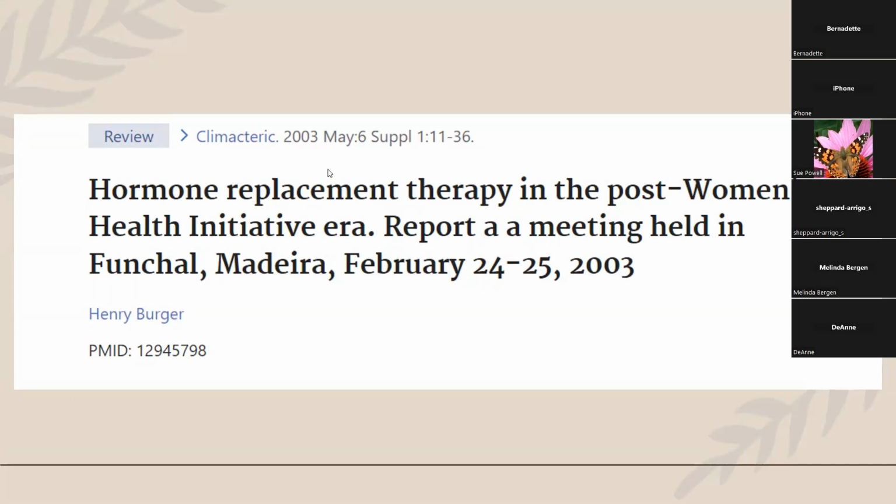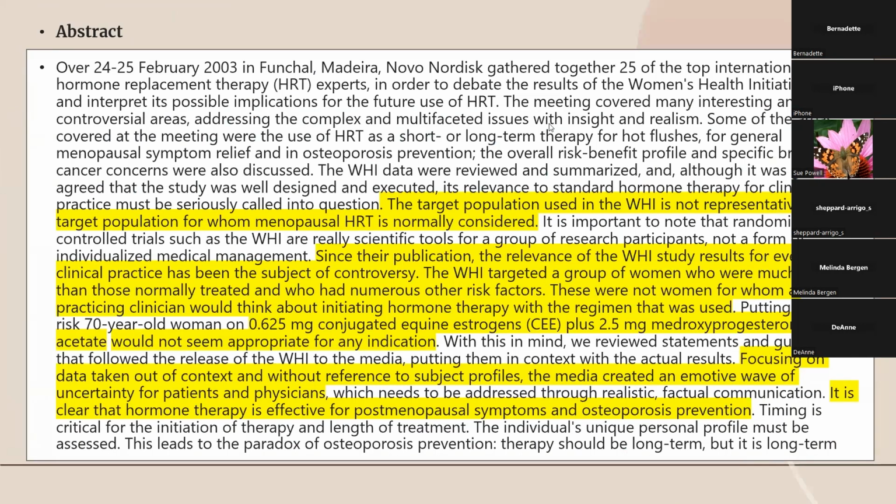From 2003, the journal Climacteric: Hormone Replacement Therapy in the Post-Women's Health Initiative Era. The target population used in the Women's Health Initiative is not representative of the target population for whom menopausal hormone therapy is normally considered. Since their publication, the relevance of the Women's Health Initiative study results for everyday clinical practice has been the subject of controversy.